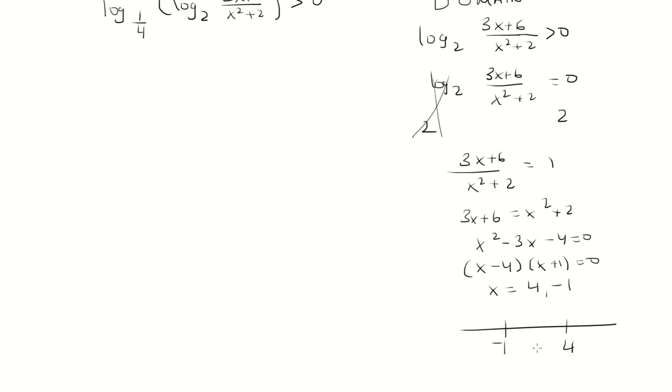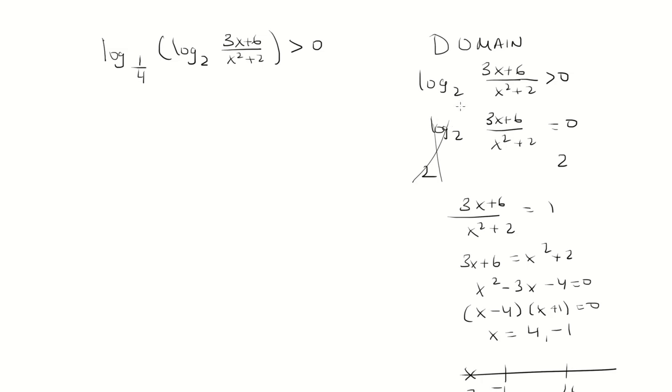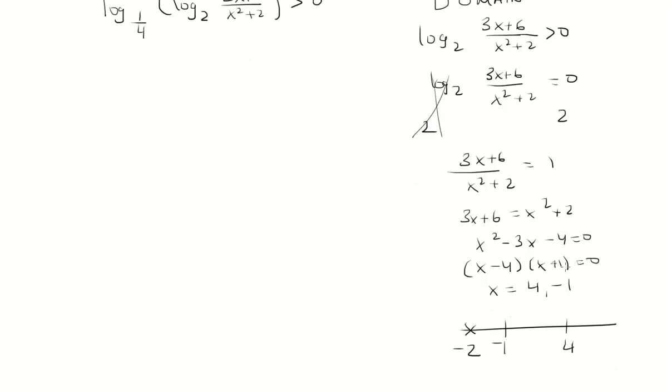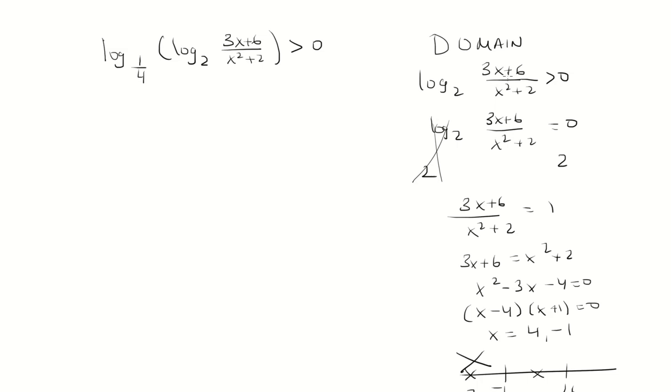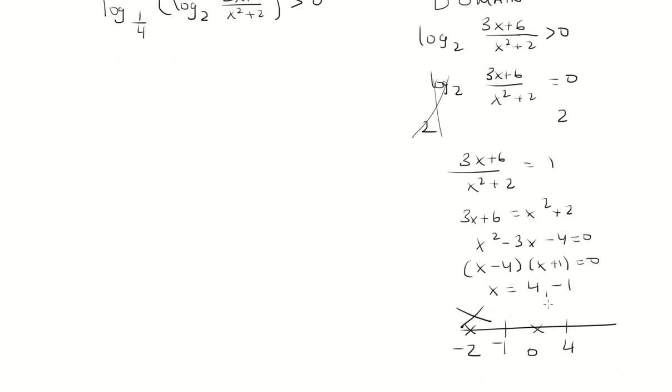So basically, we want to see, okay, if we pick a next value, let's say negative 2, does that make this inside positive? Does it make log base 2 of that positive? So negative 2, well, 3 times negative 2 is negative 6, plus 6 is 0. So we're taking log base 2 of 0, which is undefined. So this is not part of the domain. If we pick a number between negative 1 and 4, say 0, that's log base 2 of 6 over 2, so that's log base 2 of 3. That is positive, so that is part of the domain.